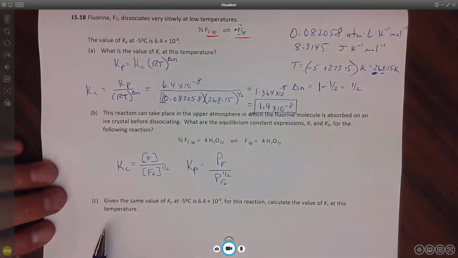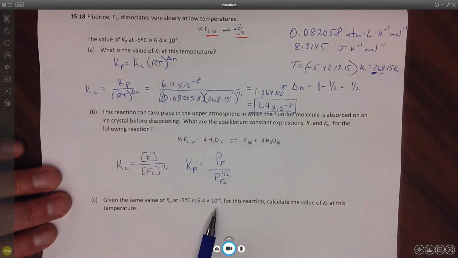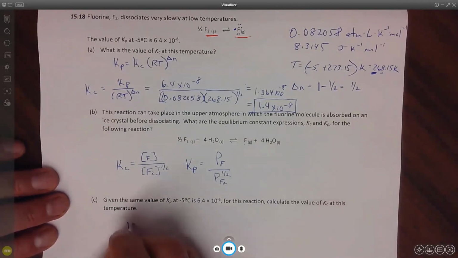Okay, so next, given that the same value of Kp at -5 that we had up here for this reaction, now for this reaction, I want to know what the value of Kc is. So what is Kc?